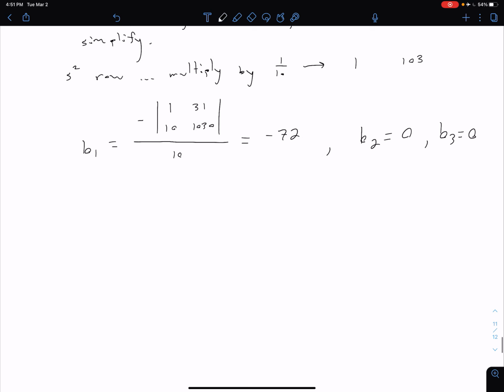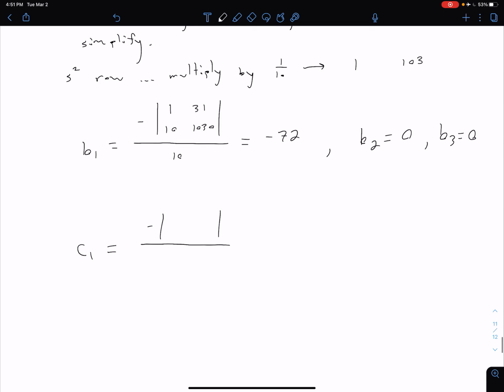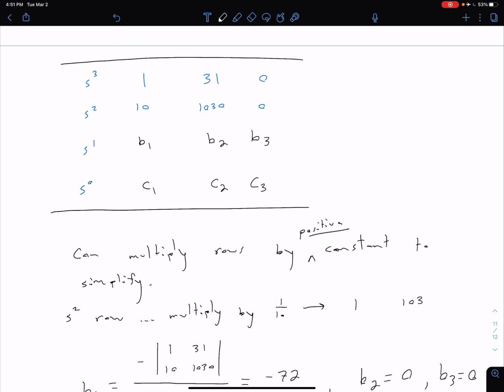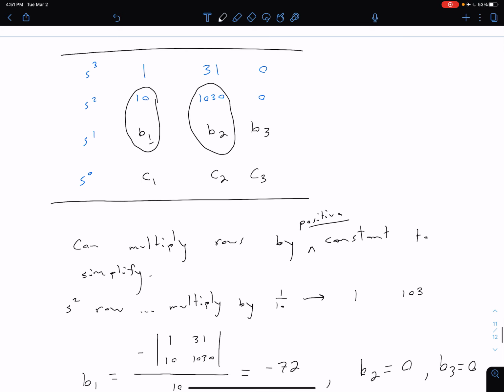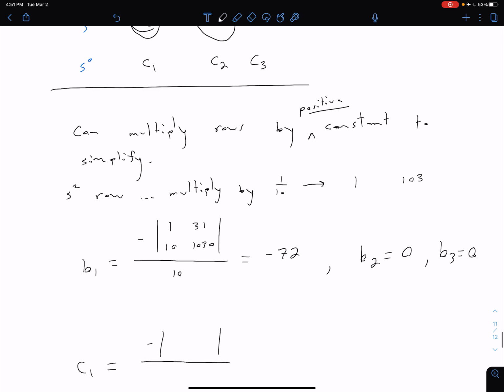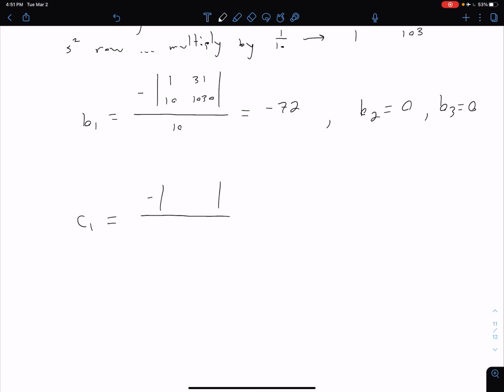All right, so moving on to our next row, we have our C1, which is also going to be the negative determinant of a 2 by 2 matrix divided by something. Now that we're looking at C1, our first column is going to be 10 and B1, and our second column is going to be 1030 and B2. And that's going to be divided by our B1 here. So we come down here and we have 10, and we found that our B1 was negative 72. We have our 1030 here, and then we found our B2.